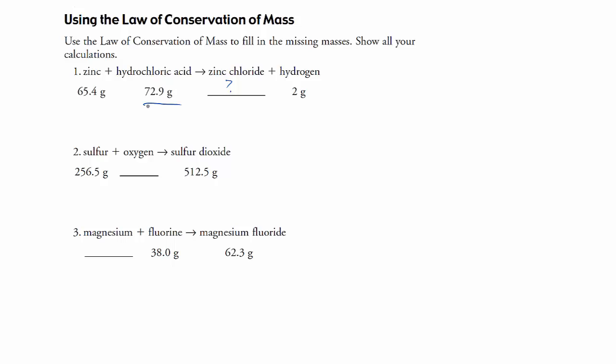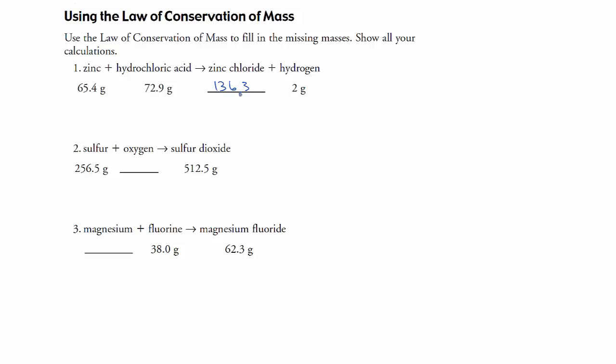Well, this wonderful law of conservation tells you that whatever you have in the way of number of atoms or the mass of reactants has to equal the number of atoms and the mass of the product. So 65.4 plus 72.9, if you add those two together and subtract 2, a little bit of algebra, you should get something like 136.3 grams of zinc chloride.